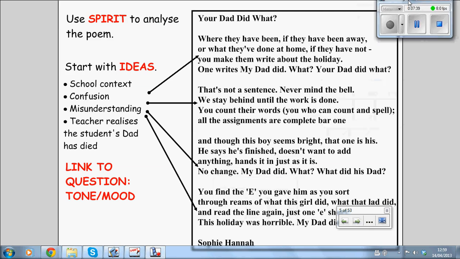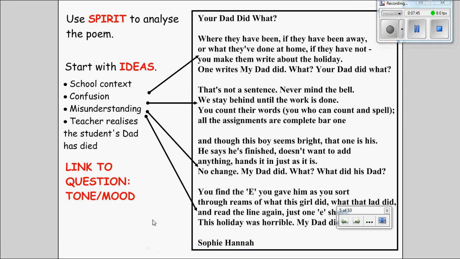Now, if we look at the poem, and you've all got this in your anthology, we think the first thing we need to do is read through the poem. And sometimes you might need to read the poem through more than once, because you might not get all of the ideas, or you might not understand it to start with. So you read through the poem as many times as you need to work out what's going on. And using Spirit, you then start to analyse and annotate the poem.